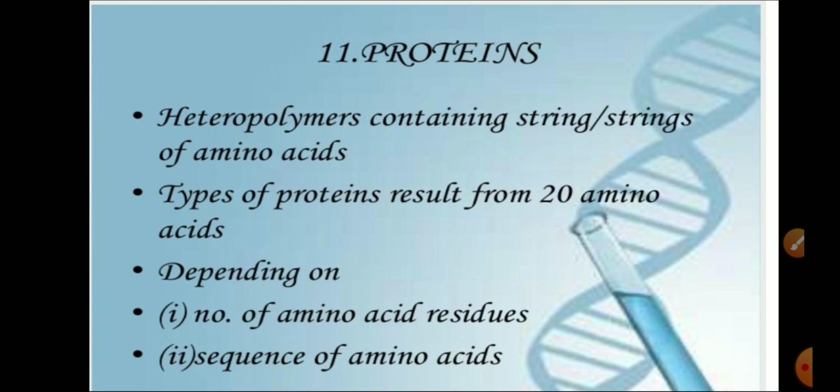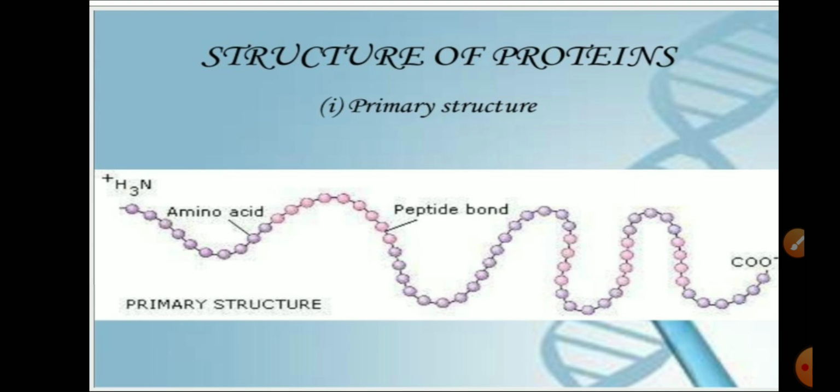So the types of proteins depend on the amino acids, the number of amino acid residues and the sequence of amino acids. What about the structure of proteins? The proteins exist in four structural forms. Very first is the primary structure. Primary structure is a linear chain of polypeptide molecules.